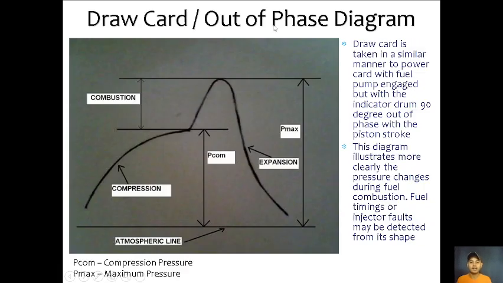Next, the draw card, the out of phase diagram. For the draw card, we have the compression pressure and the maximum pressure, Pmax, combined. That is the draw card, or out of phase diagram. The draw card is taken in a similar manner to the power card, with the fuel pump engaged, but with the indicator drum 90 degrees out of phase with the piston stroke. This diagram illustrates more clearly the pressure changes during fuel combustion. Fuel timing or injector faults may be detected from its shape.